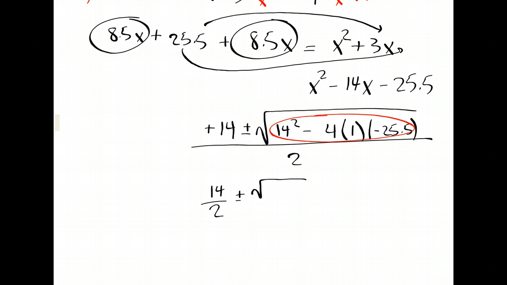That's 196 minus negative 25.5 times 4, which is going to be 102, I believe. So minus 102 is going to give you a total of 298. So the square root of 298, and then that's all over 2 as well. If you figure that out, it's 7 plus or minus the square root of 298 over 2.